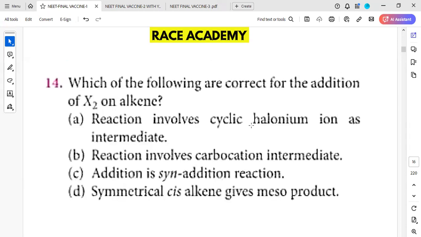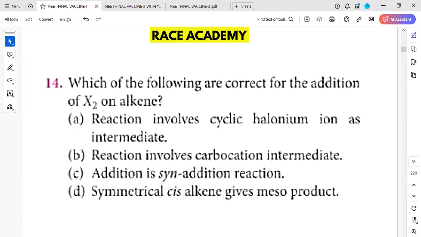14th question. Which of the following are correct for the addition of halogen to alkene? So when you are adding halogen to alkene, which statement is correct? Whenever you add, one point is very clear, and I will show it to you.